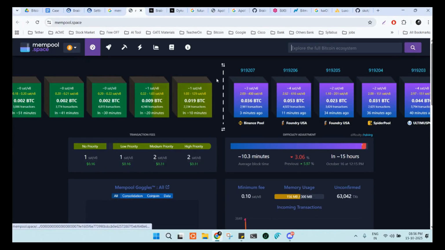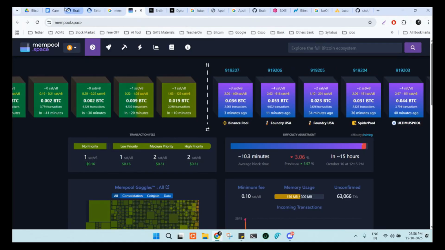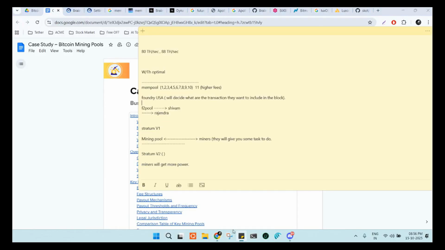And let us suppose 919207 is already mined, so 919208. F2 Pool will make sure and keep communicating, because it may happen.